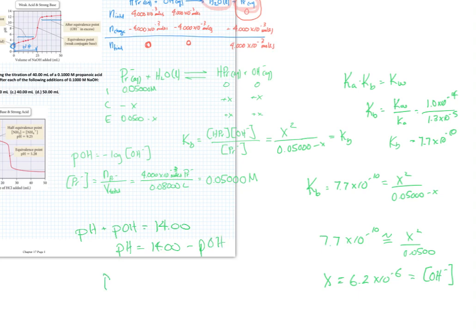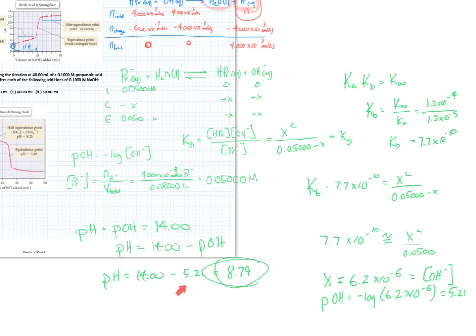All right, so all we need to do is find the pOH, then we can find the pH at the equivalence point. So we need to say pOH is equal to negative log of 6.2 times 10 to the minus 6. And that actually equals 5.21. That's the pOH. So 14 minus 5.21 is equal to 8.79. That is my pH at the equivalence point for this reaction.